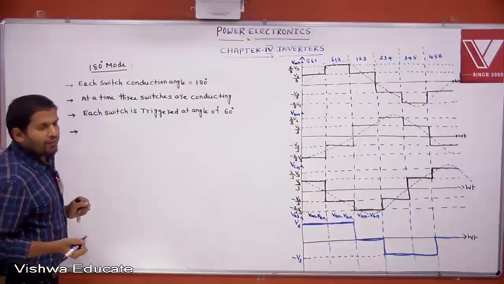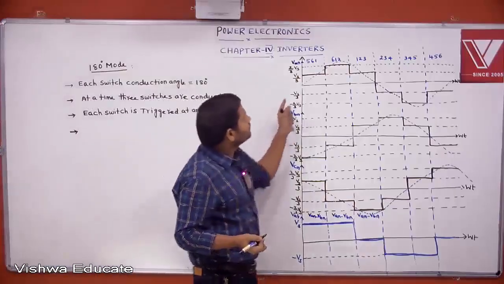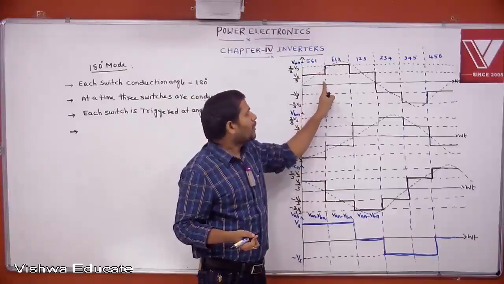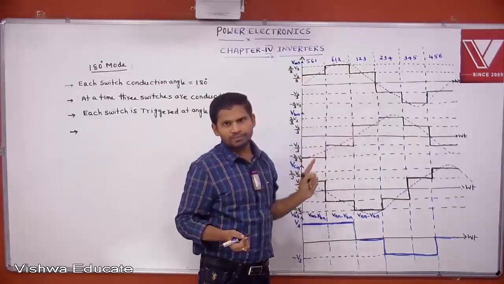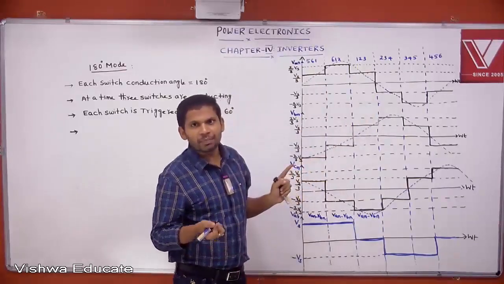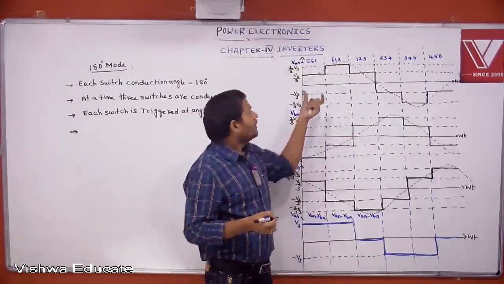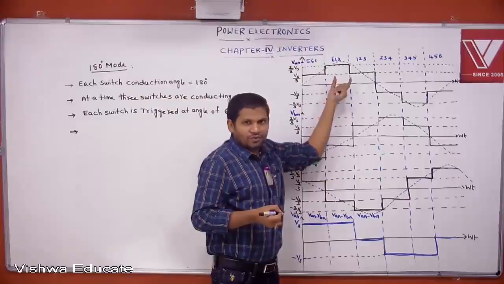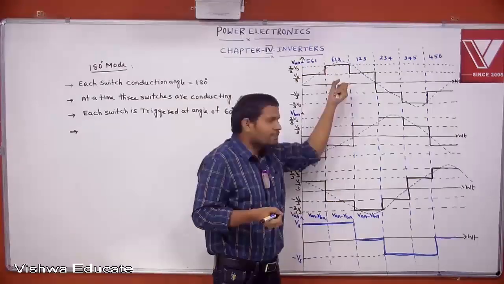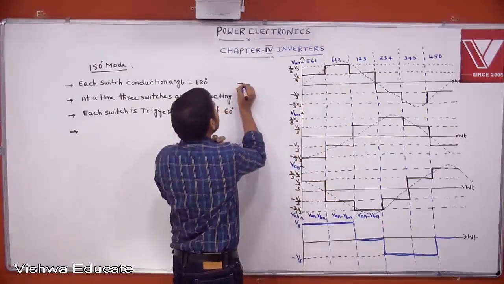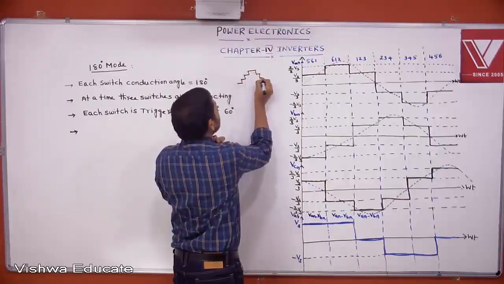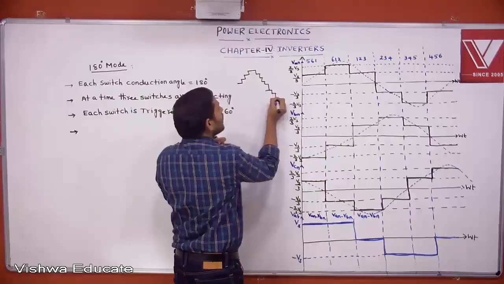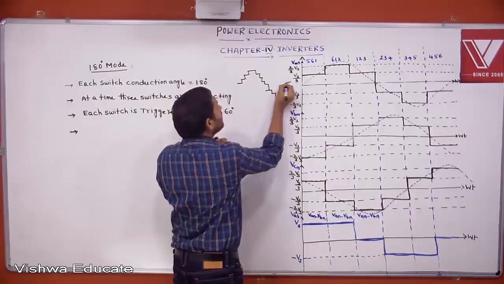What is the shape of the phase voltage? The shape of the phase voltage is a stepped waveform. I'm talking about the shape. It is a 3-stepped waveform. For a half cycle, we are getting 3 steps. This is also called stepped, but the number of steps will be different.